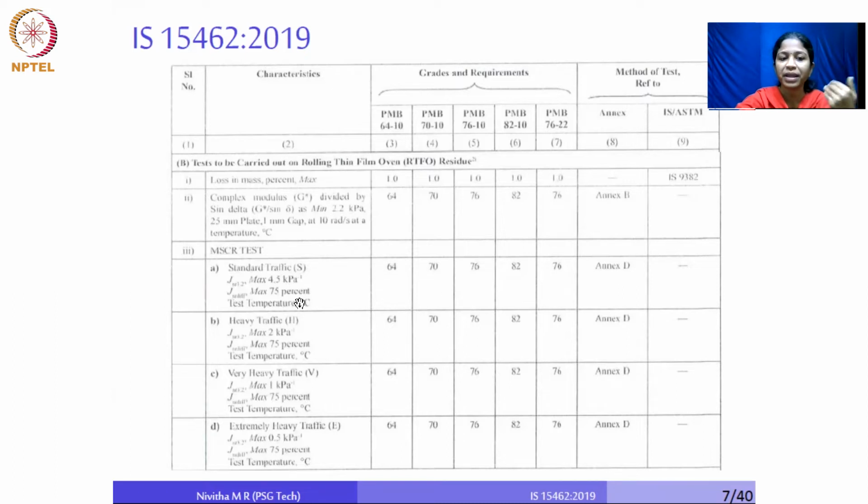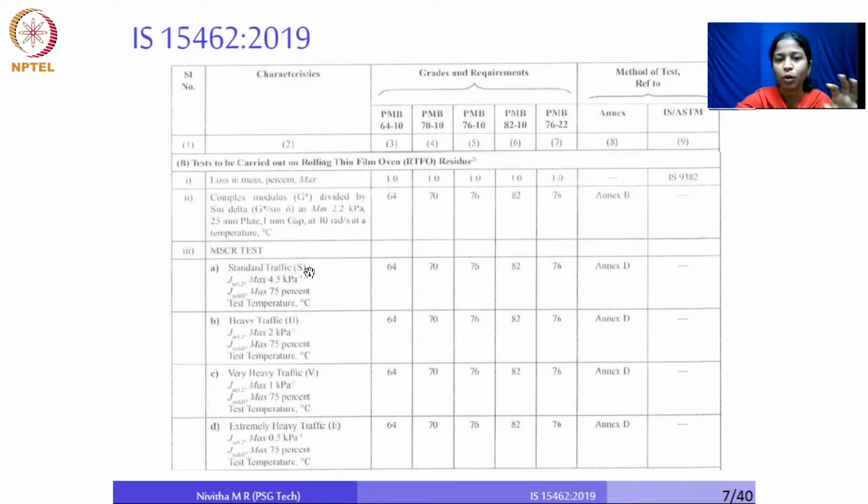So we know that we carry out this MSCR test at 2 different stress levels, 0.1 kilopascals and 3.2 kilopascals, right? And we calculate the JNR value. You know how to calculate; I've already explained it before. So the specification parameter here is JNR 3.2, because we want to evaluate how this material responds to a higher stress level. That is why for specification purposes, we are taking 3.2 kilopascal.